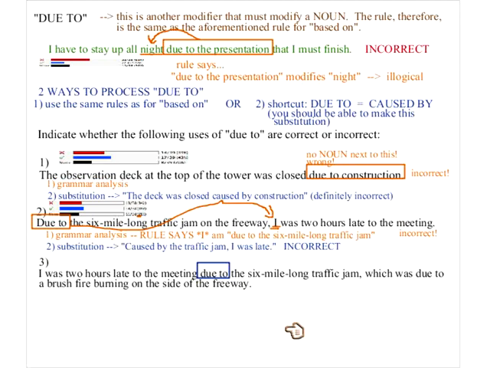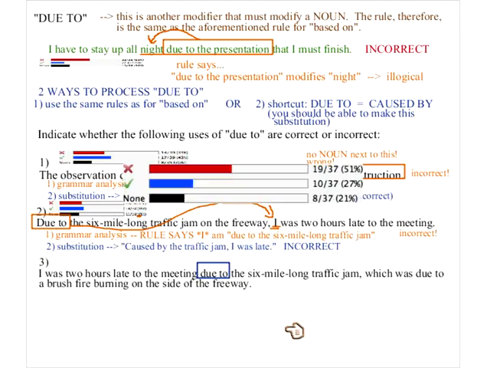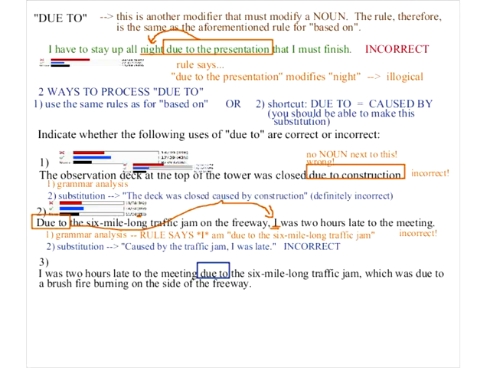I was 2 hours late to the meeting due to the 6-mile-long traffic jam. We need to make a decision here, guys. It's already been about 20 or 25 seconds. That's way too long to evaluate one modifier. Okay, here's your stats. You guys got this one right as a group. This one is incorrect. Here's your statistics.